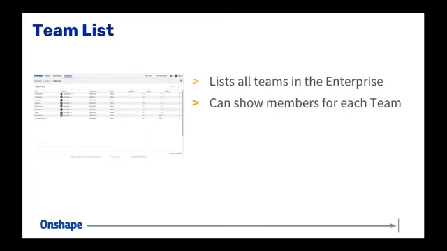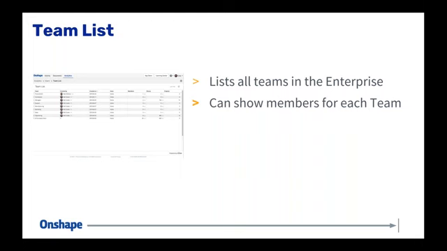Now let's get into team list. I mentioned before there's a lot of different uses for analytics, whether it be as an admin wanting to see progress at a high level, or a user looking for document permissions, or a user looking for who's involved with a team. Do I want to share with that team? Who's on that team? And team list is a great way to do that. It lists all teams in the enterprise, and it shows the members for those teams.